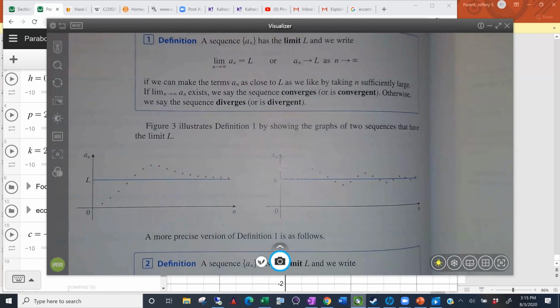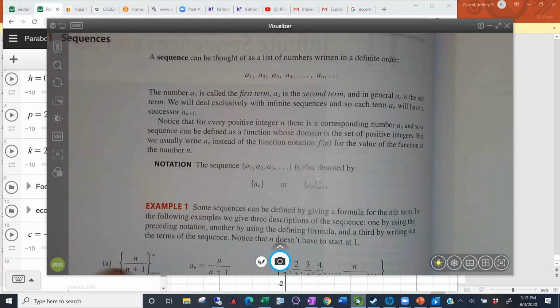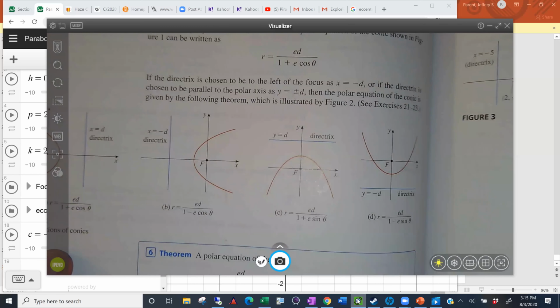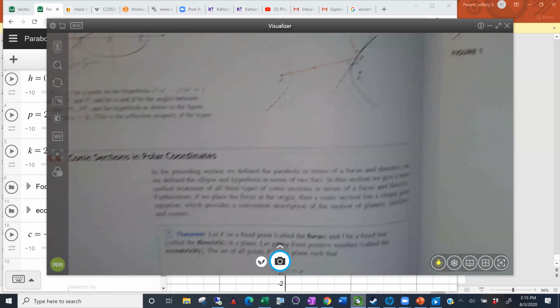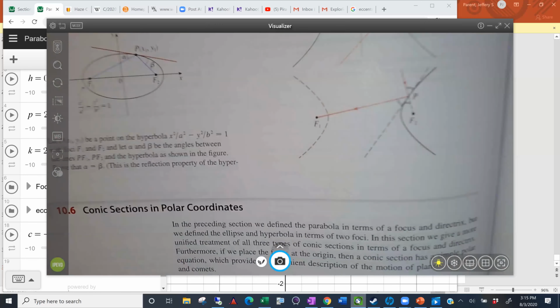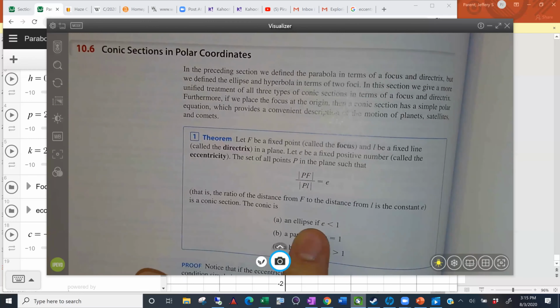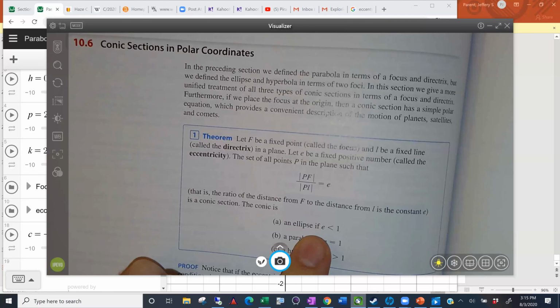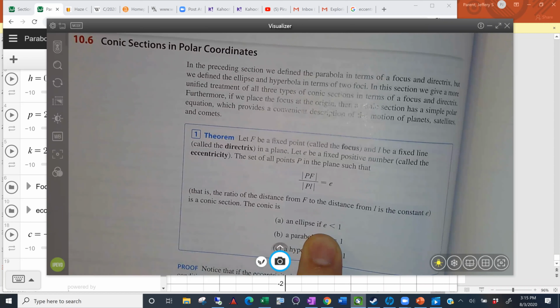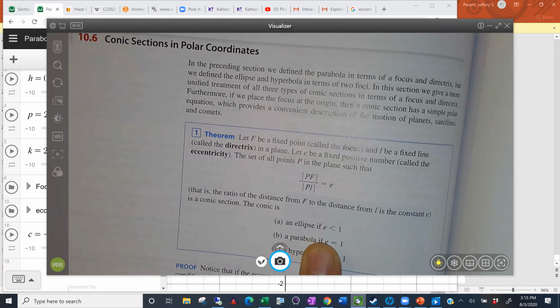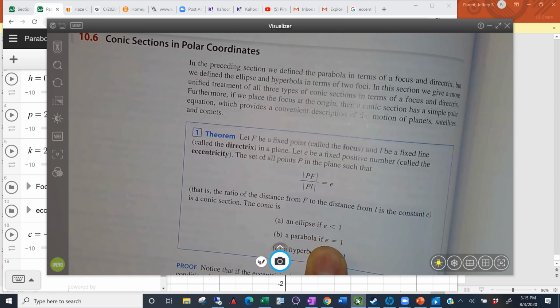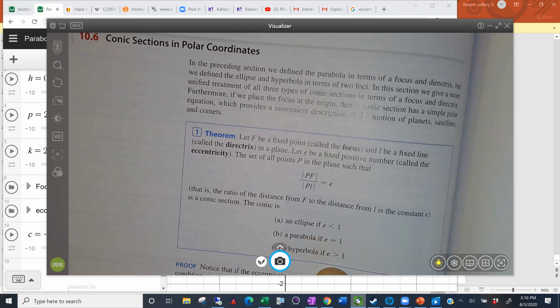So that distance, let's see, right there. There we go. So the eccentricity, that E term in our polar equations, is going to be less than 1. That means you're going to be dealing with an ellipse. If it equals 1, that's going to be a parabola. And if it's greater than 1, then you've got a hyperbola for your shape. So we'll have to pay attention to that.